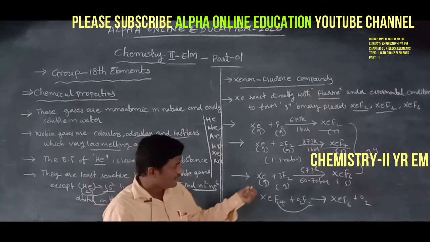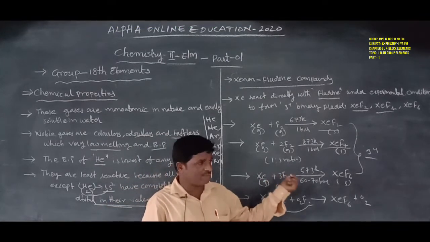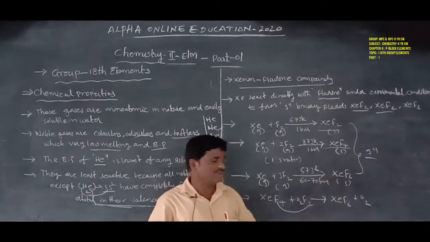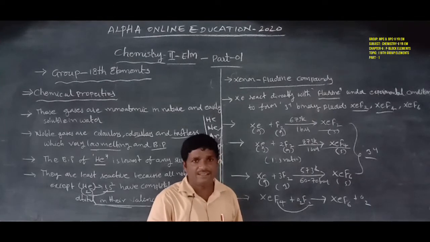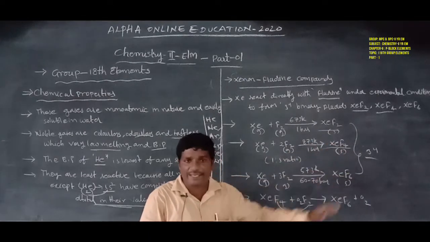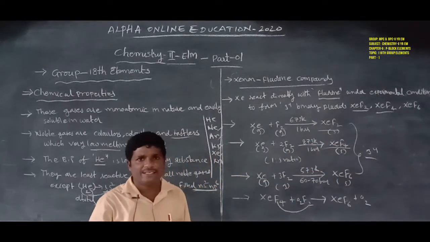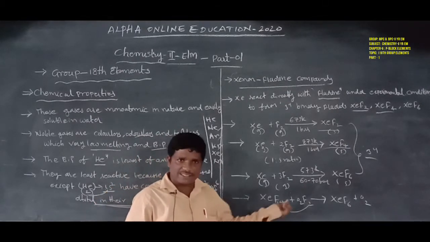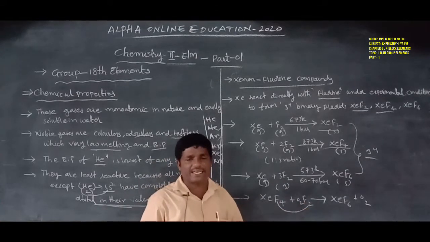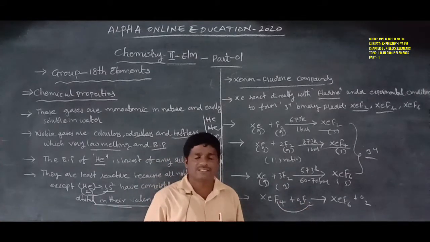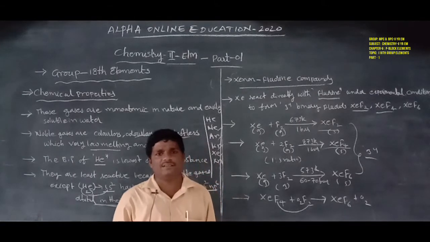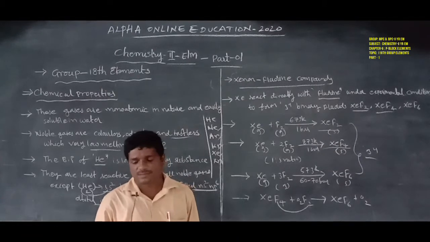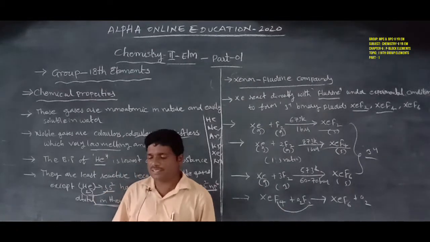Remaining one: xenon reacts with 3 moles of fluorine at 573 Kelvin and 62.7 bar pressure to form xenon hexafluoride. Those are the 3 binary compounds. Last, xenon tetrafluoride reacts with dioxygen difluoride to form xenon hexafluoride, where hexa means 6 fluorine atoms, and O2 is also formed. That is the preparation of the xenon fluorides.